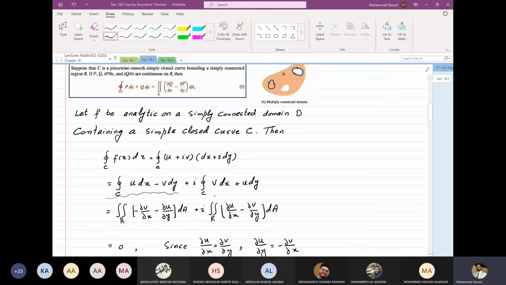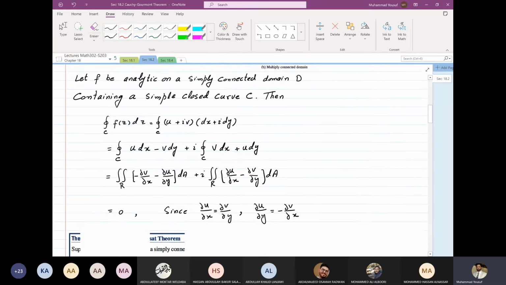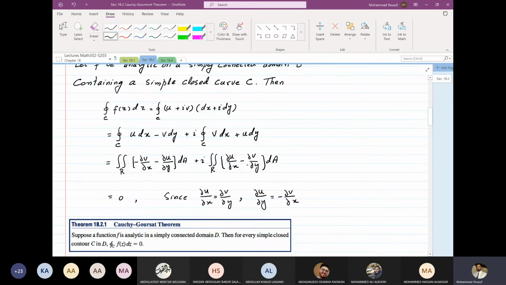And similarly, this is the imaginary part, but by itself it is real. Imaginary is because of i. So here also we apply Green's theorem. And here it will be partial u by partial x minus partial v by partial y. Now this whole integral is equal to 0.